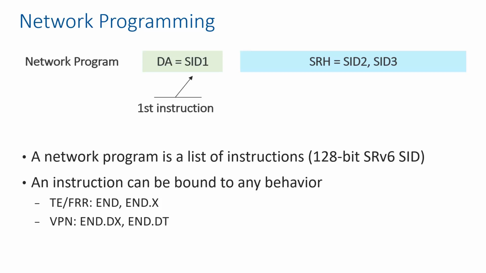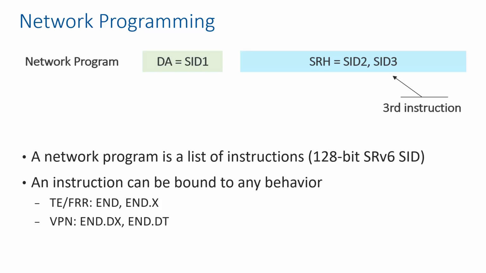And if the network program requires more than one instruction, the remaining instructions are placed in the segment routing extension header that we saw in the previous recording, which has reached the proposed standard status. SRv6 is completely mature from an IETF standardization viewpoint. And so here we have an example with a network program of 3 instructions. We have the first instruction in the destination address and 2 instructions in the segment routing extension header.